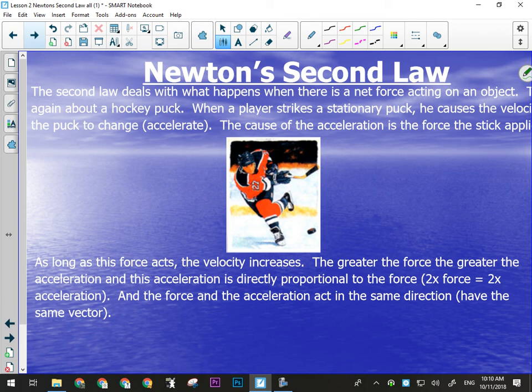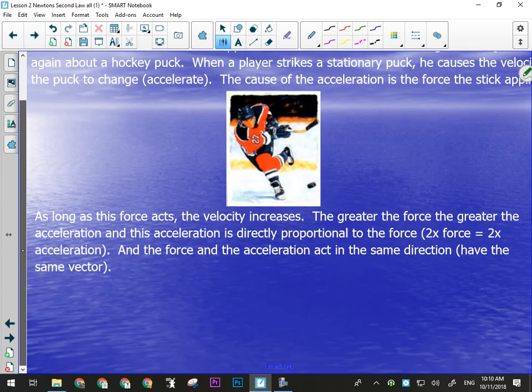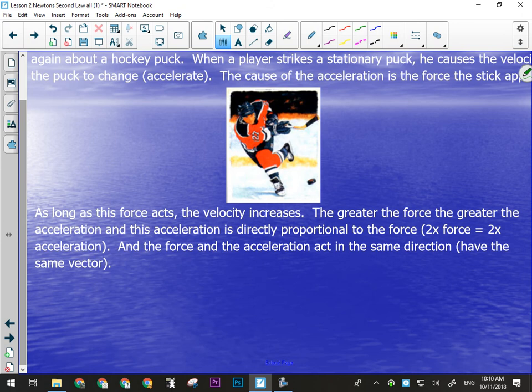So as long as that force acts, the velocity increases. We talked about that yesterday when we talked about how the material that they make sticks out of now has helped to improve the application of force. So the greater the force, the greater the acceleration. So this has to do with one of the key points that we just looked at. Okay, we have to understand how force and mass influence change in velocity and their relationship. So this is talking about that. Okay, so the greater the force, the greater the acceleration.